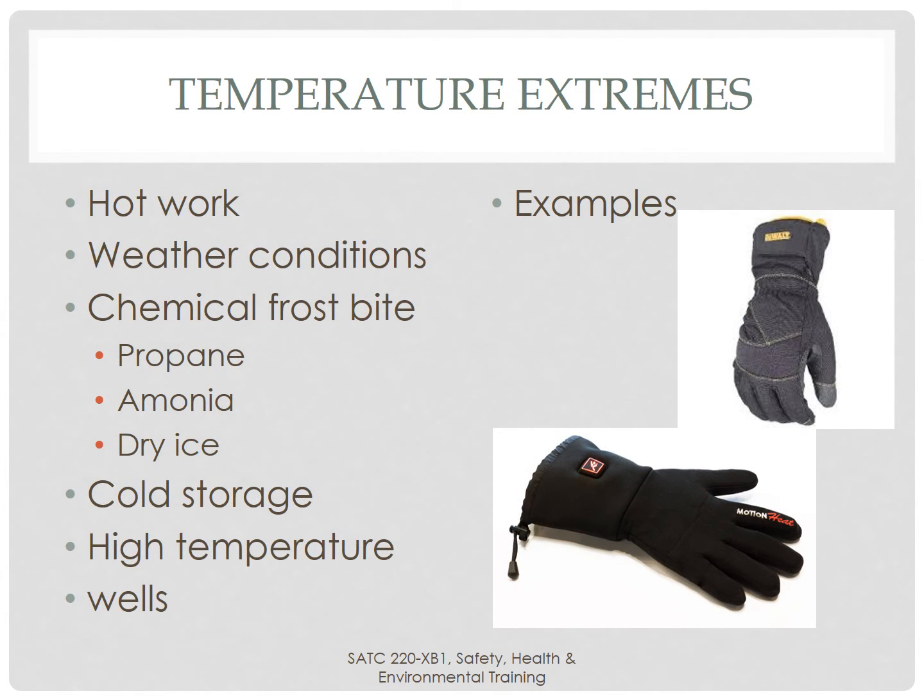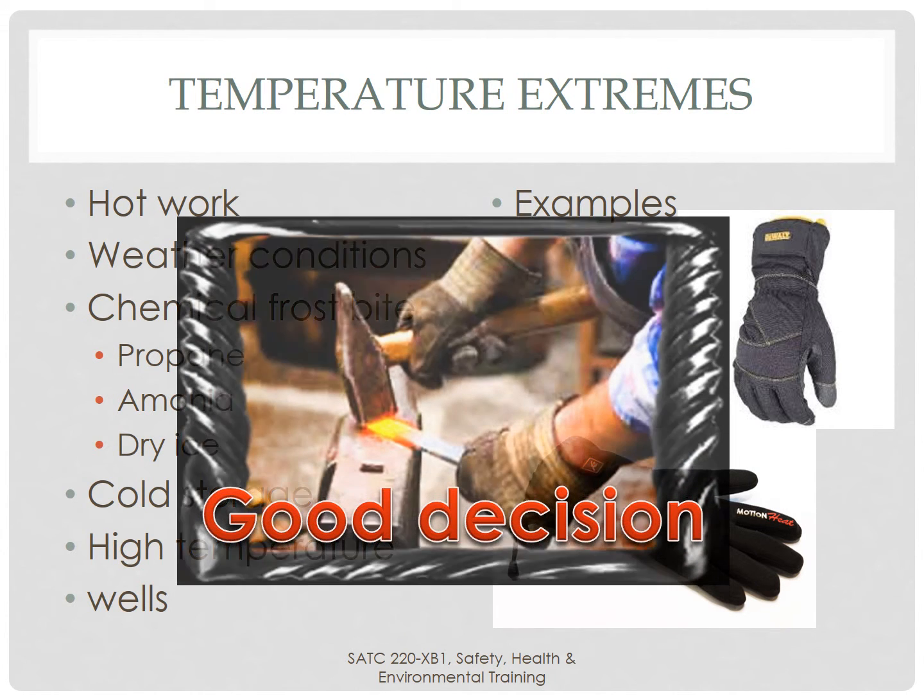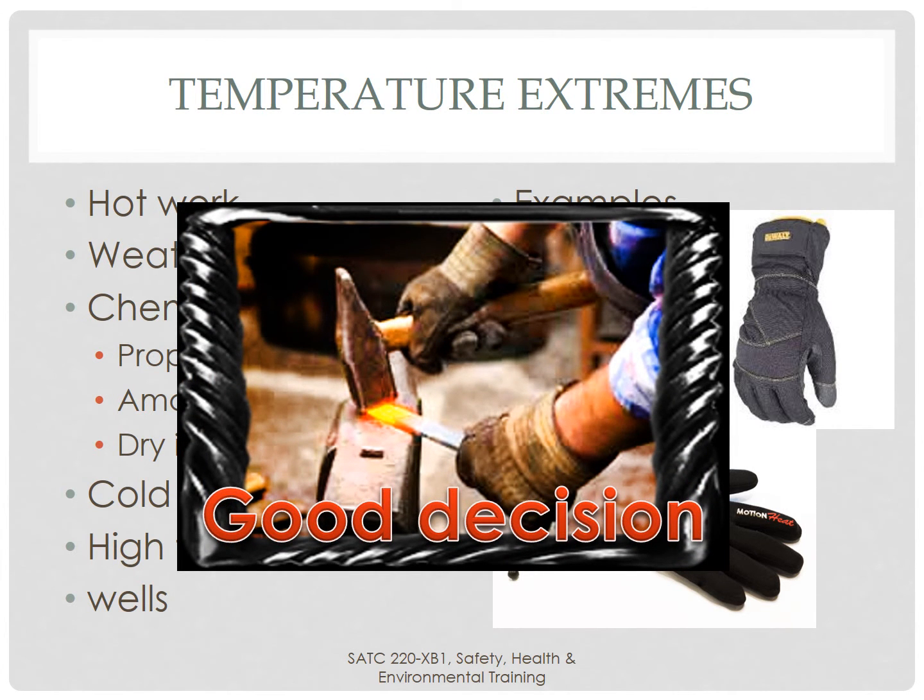The last of the 7 types of gloves are temperature extremes. As I spoke earlier, very similar thermal rating to what we saw on the previous slide, but this one just has a less durable contact surface. So you might use it for hot work, primarily weather conditions, chemical frostbite, if you're handling propane, ammonia, dry ice, possibly some cold storage. Take this blacksmith for instance. He's made a good choice in using hand protection. Could you imagine doing this type of job without some type of hand protection in place?